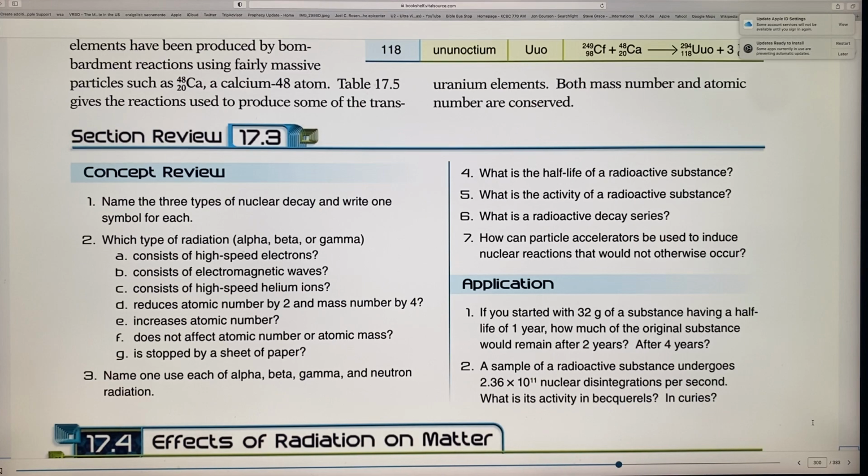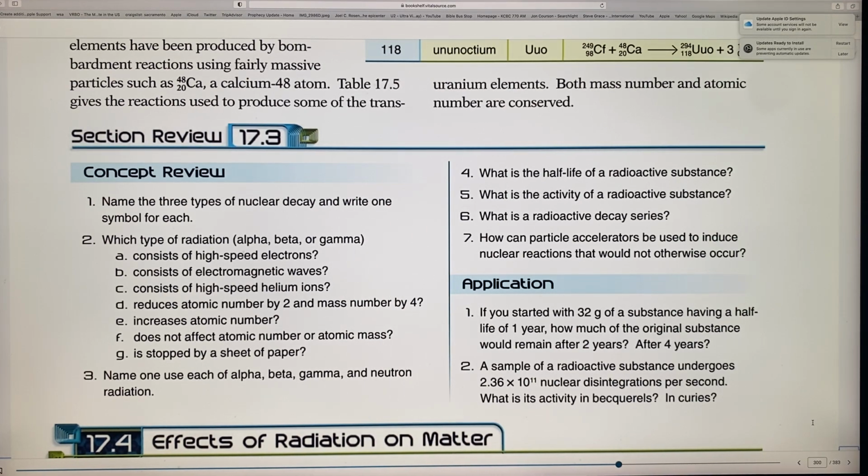I'm going to go through this really quickly, maybe a little bit of overtime. This is the chapter review, concept review. It says, name three types of nuclear decay and write one symbol for each. So what were the types of nuclear decay? You remember? Alpha, beta, and gamma. Gamma actually comes along with alpha or beta decay. And it says write one symbol. I hope you know that the alpha symbol is like the Greek alpha sign, the beta symbol looks like a Greek B, and the gamma is like a y.